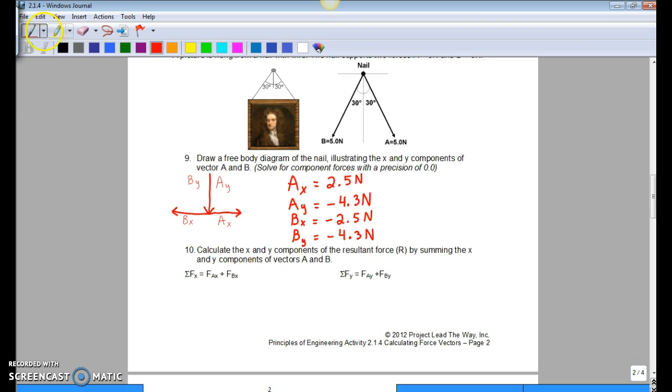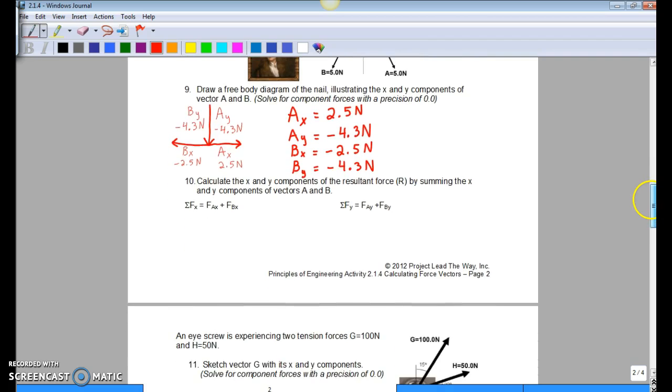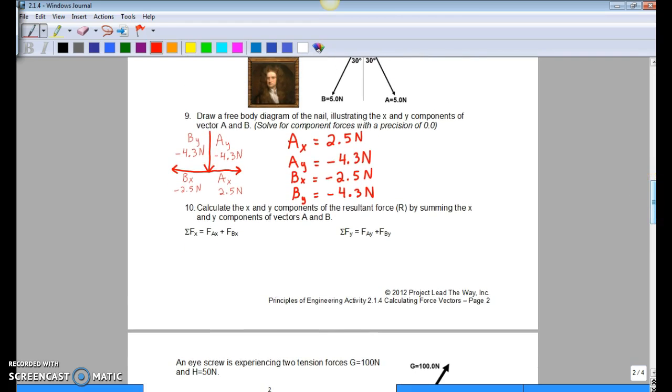So what I would do to make our free body diagram complete is I would then label these as all the magnitudes. And number 9 is done. Question 10 is calculate the xy components of the resultant by summing them together.